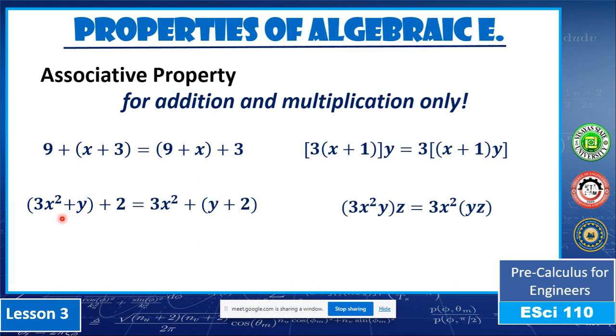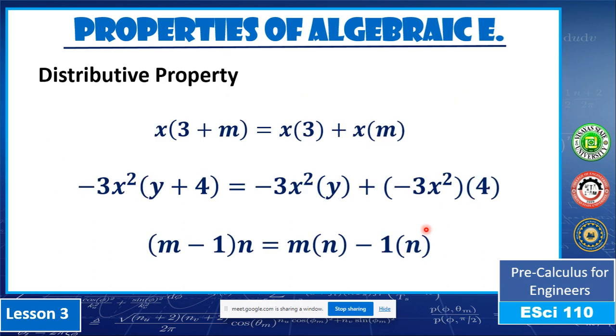The same is true with this example. We have 3x squared plus y plus 2. Nauna kong ginugroup yung first two terms. Then, on the other side of the equation, ginugroup ko na yung last two terms, y plus 2. The same is true with multiplication. Ginugroup ko dito muna yung first two terms, the 3x squared and y. And then, on the other side of the equation, I already group y and z. So, yung second na, yung y and z na. So, ganito lang for the associative property.